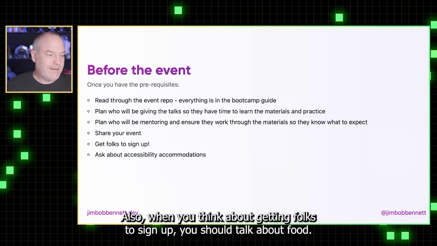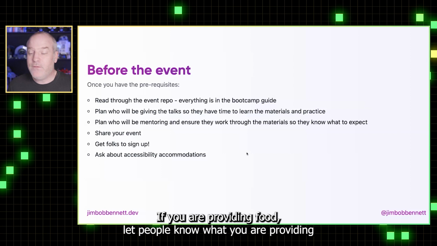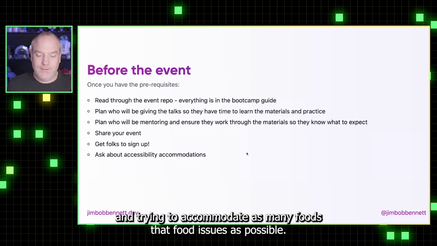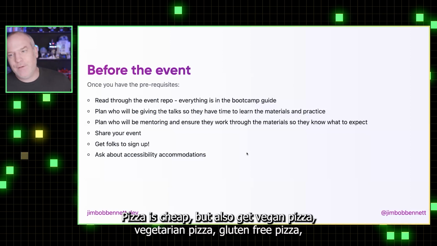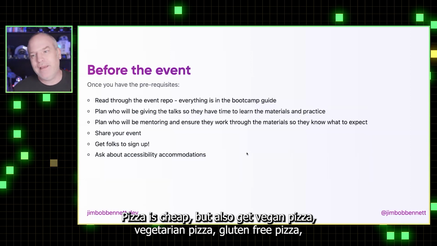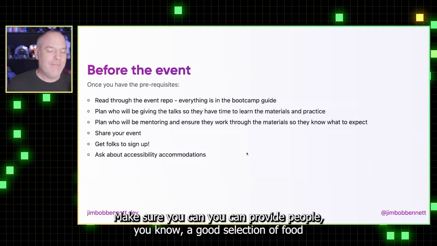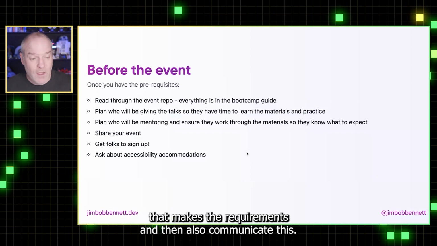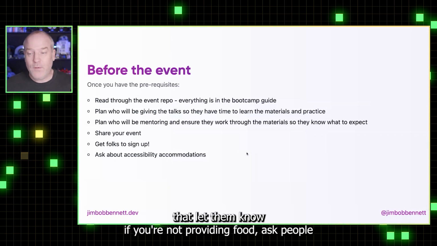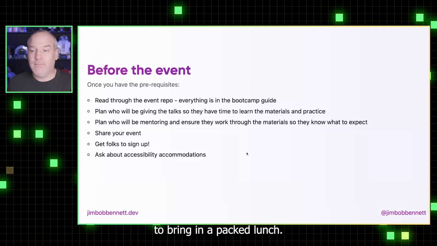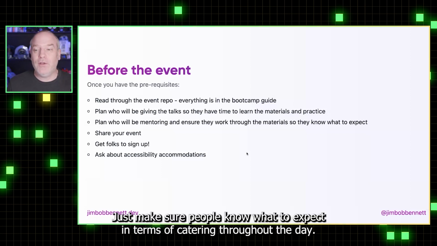Also, when you're thinking about getting folks to sign up, you should talk about food. If you are providing food, let people know what you are providing and try to accommodate as many food issues as possible. You know, pizza is great. Pizza is cheap, but also get vegan pizza, vegetarian pizza, gluten-free pizza, maybe salads, things like that. Make sure you can provide people a good selection of food that meets their dietary requirements, and then also communicate this. And if people want to bring their own food, let them know. If you're not providing food, ask people to bring a packed lunch. Just make sure people know what to expect in terms of catering throughout the day.